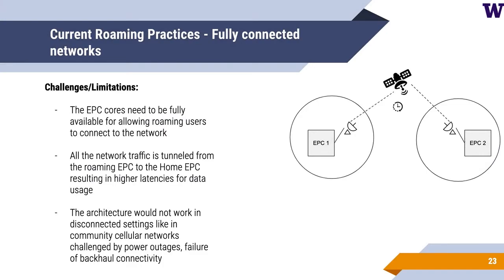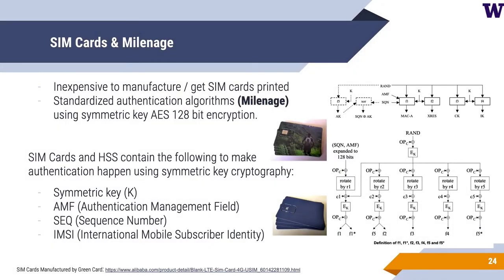Though this solution works in today's world in commercial LTE networks, this is particularly problematic in community cellular networks, which are disconnected and challenged by power failures and failures in backhaul connectivity. We are constrained to not change the authentication mechanism since these are protocols that the hardware manufacturers have built into phones and are optimized for. We need to make some interesting changes instead to the core network.